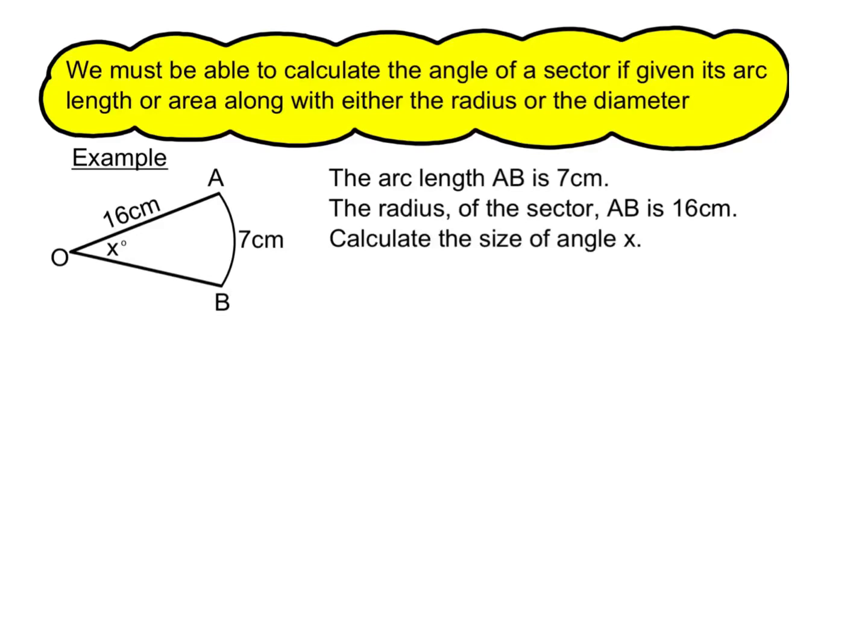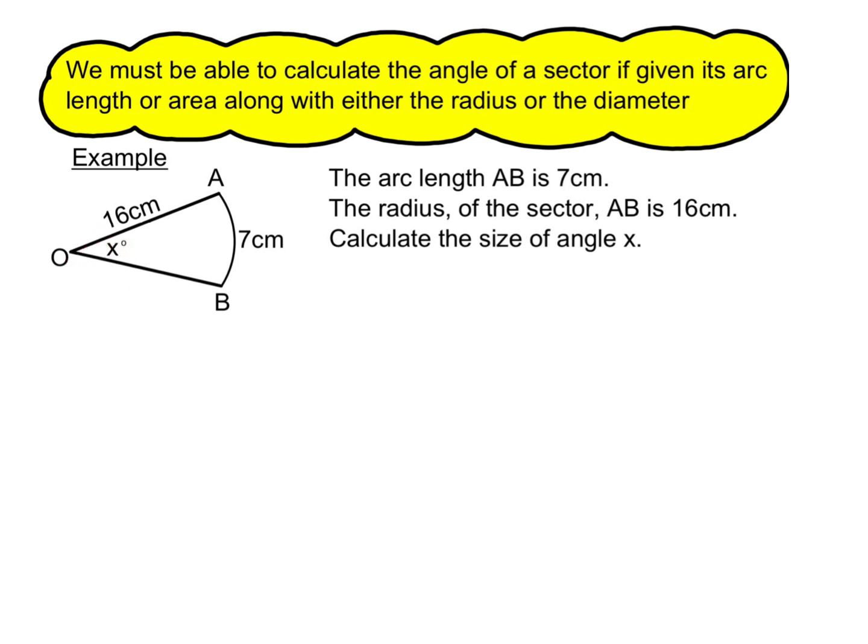In this video, we're going to look at calculating the arc length of a sector if you're given either its arc length or an area, along with either the radius or the diameter. So an example of that would be here in this first question. We are given the sector of a circle. We are told its arc length is 7 centimetres, and we know the radius of the sector here is 16 centimetres, but we're trying to find this angle here.